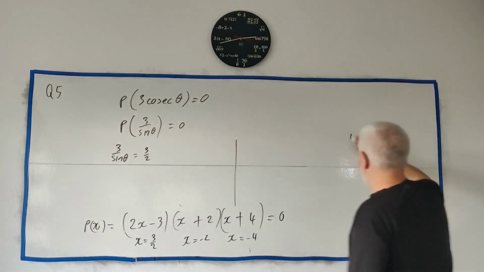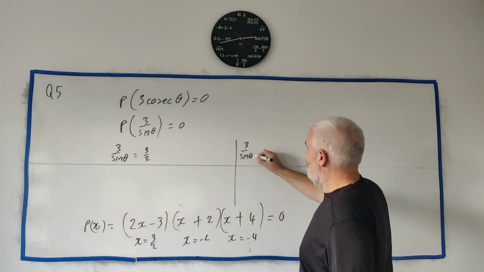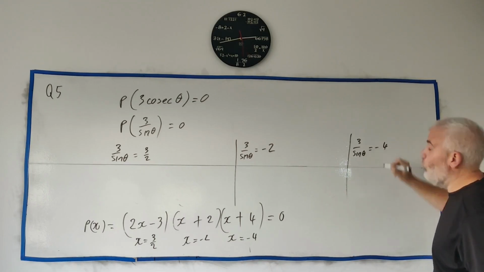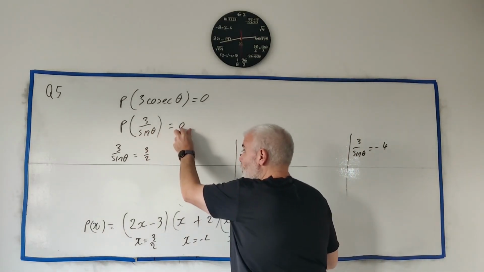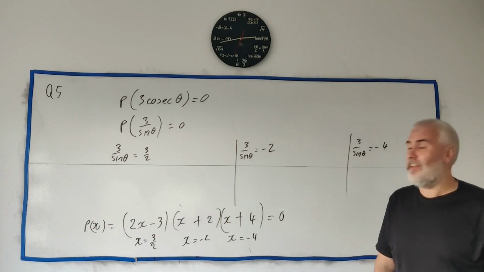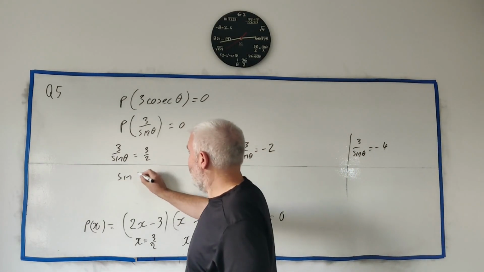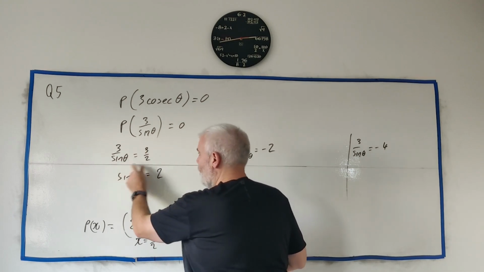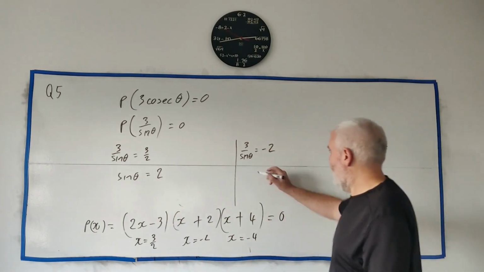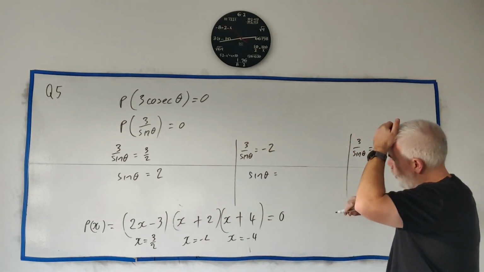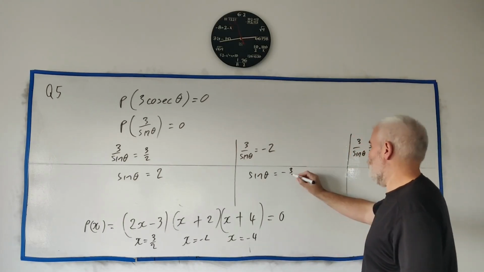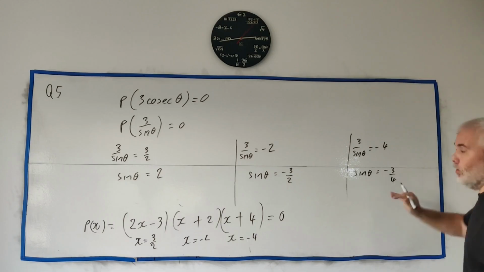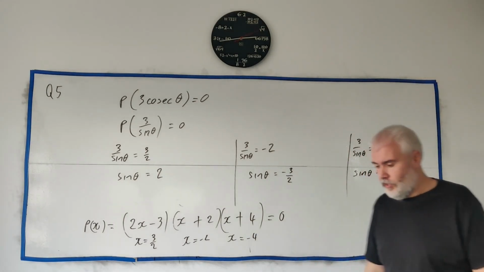Let me split it into 3 parts. Or 3 over sine theta is equal to minus 2. Or 3 over sine theta is equal to minus 4. That's all this tells you. When it's equal to 0, it means we can use this factorization very, very easily. Rearrange this, we would get sine theta is equal to 2. Sine theta would come up here, 3 would go down there, 2 would come up here. This one here, sine theta is equal to minus 3 over 2, and this one here is sine theta is equal to minus 3 over 4. They'd be the 3 ones you want to solve.